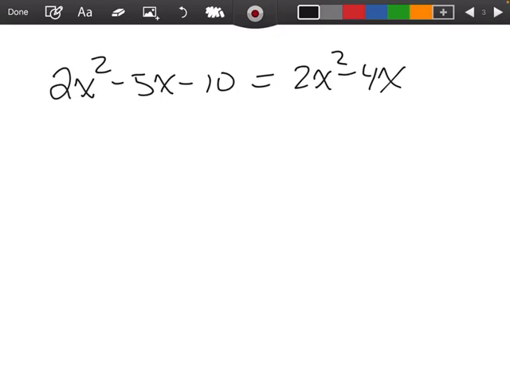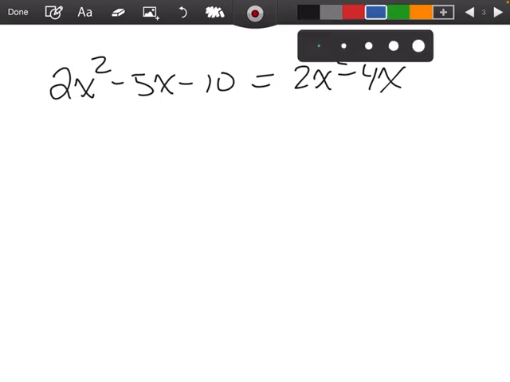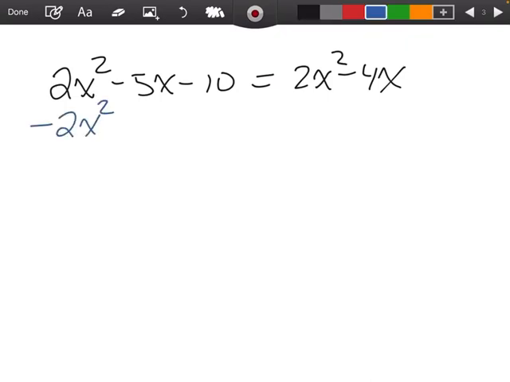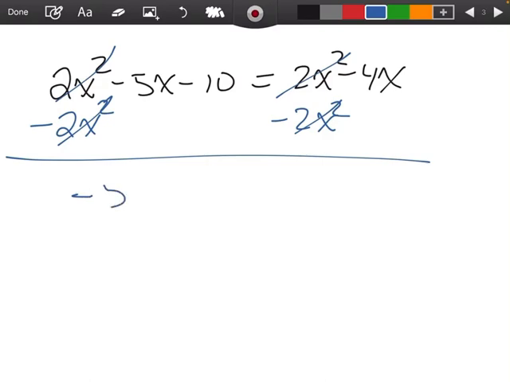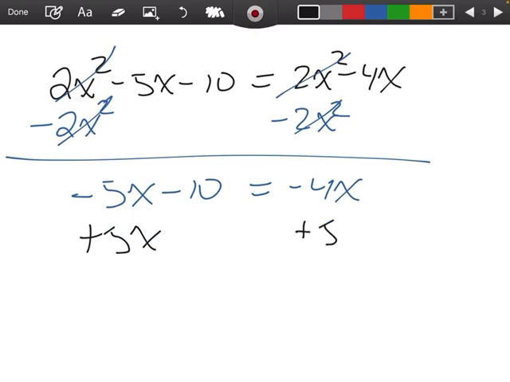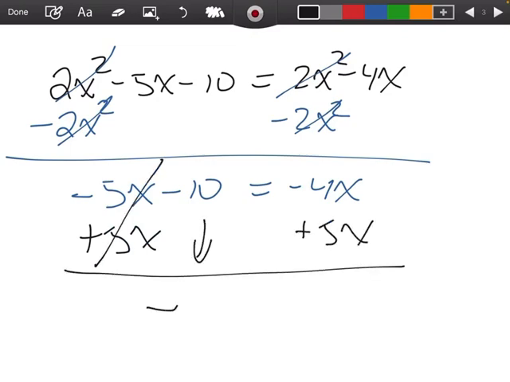Okay, so y'all, since this problem has x squareds, I want to go ahead and move my x squareds. Those are going to cancel, and so will those. So now I have a minus 5x minus 10 equals a negative 4x. And y'all, since I'm trying to solve for x from here, I'm going to go ahead and add 5x to both sides. Okay. So these are going to cancel. My negative 10 will drop down. Minus 4x and plus 5x, y'all, is just a 1x.